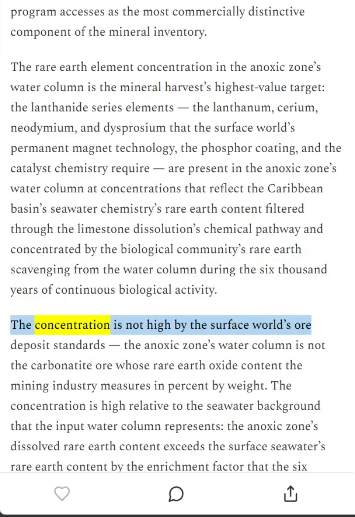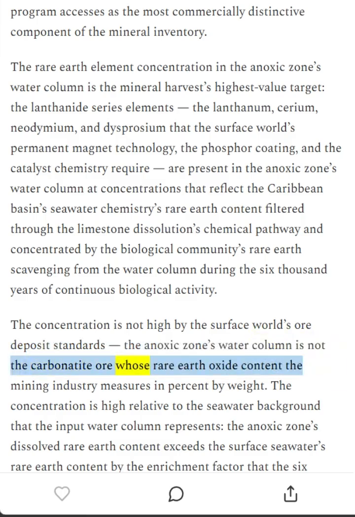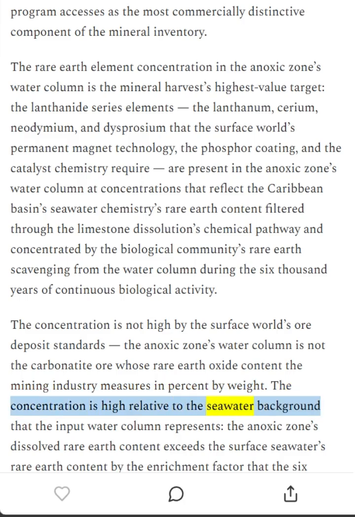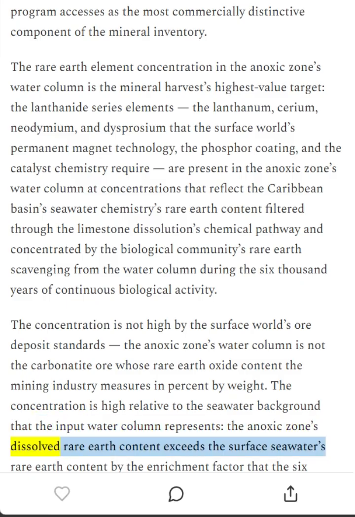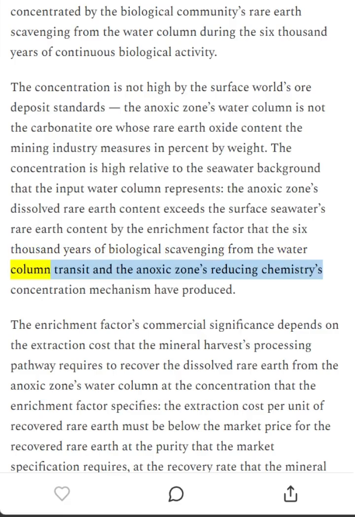The concentration is not high by the surface world's deposit standards. The anoxic zone's water column is not the carbonatite whose rare earth oxide content the mining industry measures in percent by weight. The concentration is high relative to the seawater background that the input water column represents. The anoxic zone's dissolved rare earth content exceeds the surface seawater's rare earth content by the enrichment factor that the 6,000 years of biological scavenging from the water column transit and the anoxic zone's reducing chemistry's concentration mechanism have produced.